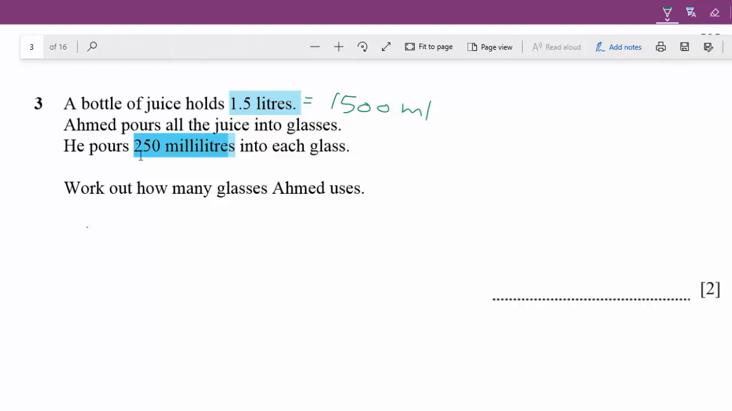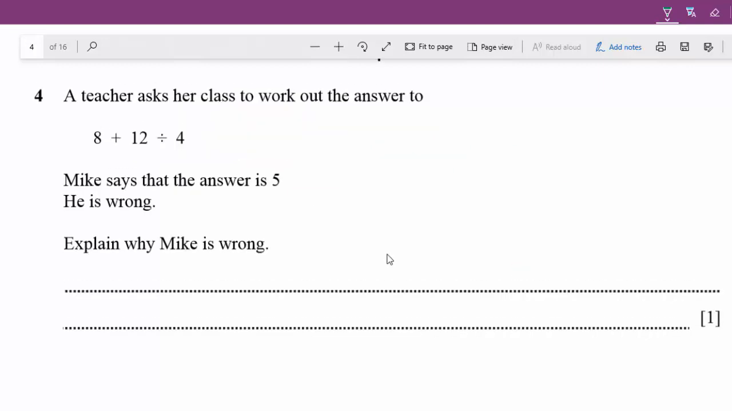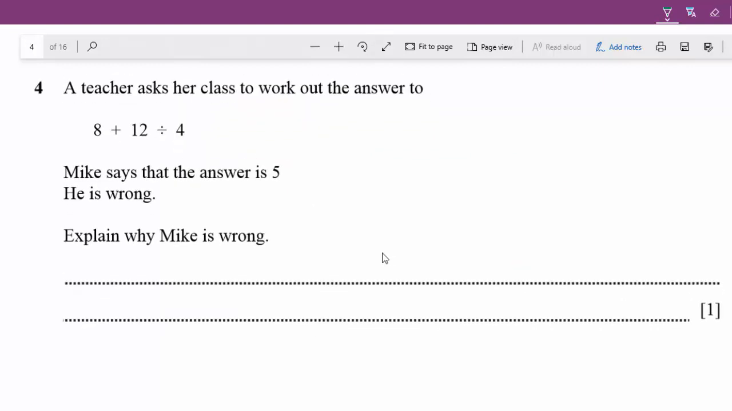So how many 250s are in 1,500? You can mentally calculate, or you can use division. 1,500 divided by 250, then cancel a zero on each side. 150 divided by 25 gives 6. So 6 glasses.